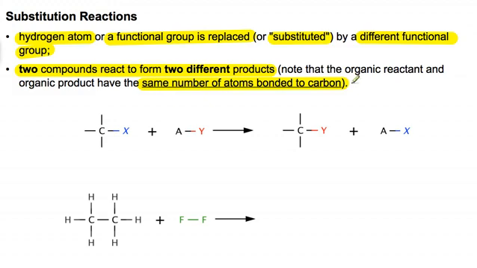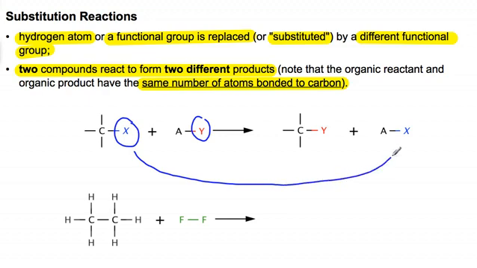So we're not forming double bonds or breaking double bonds. We have the same number of bonds off the carbon. So here's my general reaction. And again, my X and my Y are basically going to swap. So the X was on the organic reactant, now it's part of the inorganic product. And the Y gets added or substituted onto the organic reactant and becomes part of the organic product. So again, it's a pretty straightforward type of reaction.